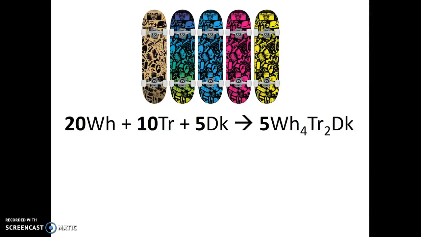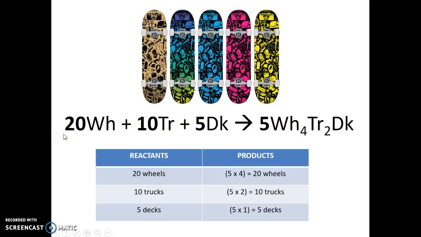So you should have, in order to make the 5 skateboards as the product, you need 20 wheels, 10 trucks, and 5 decks. Okay, and all I did here was I multiplied each coefficient in the original equation by 5. So now we have this balanced number on each side of the equation, and this is a balanced chemical equation.